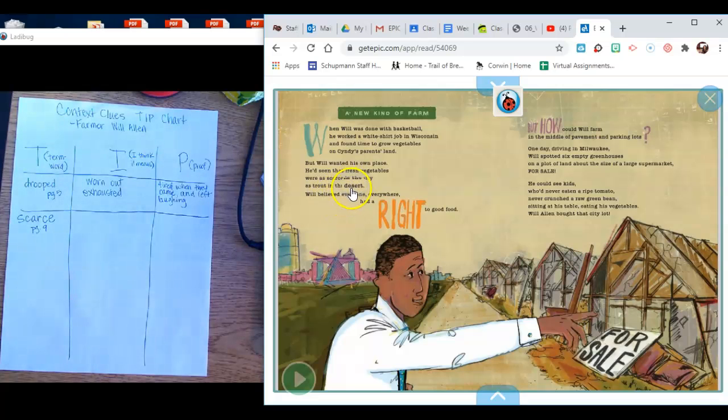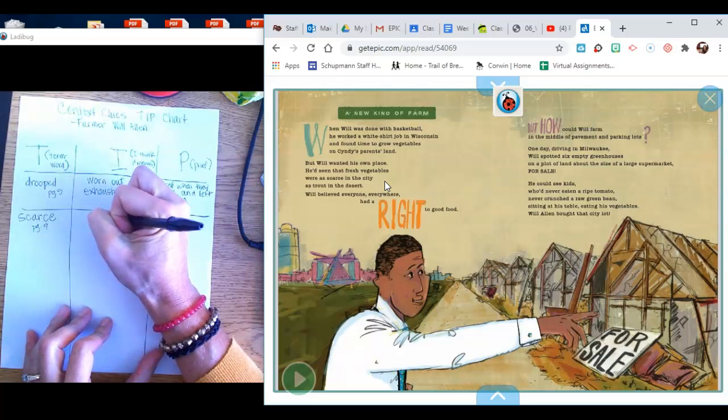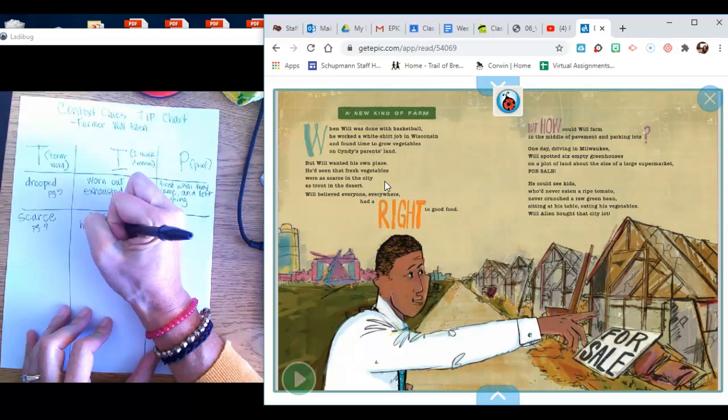However, look at this desert. Is there a lot of water in the desert? I don't think so. So am I going to find a lot of trout, which is a fish, in the desert where it's dry? No, I'm not. So let's see, the vegetables were as scarce in the city as trout in the desert. So if I can't find trout in a desert, I am thinking that the author is giving me a clue telling me that these vegetables were really hard to find. So I think, in my I column, I think that they were rare or hard to find.